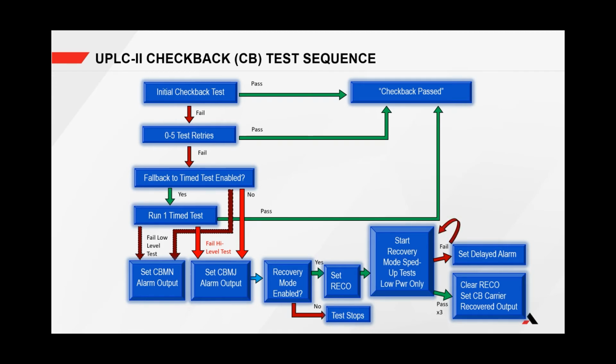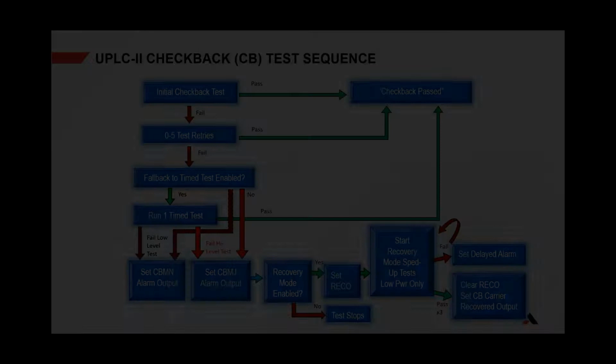So this means that until this occurs, the master UPLC will initiate a low-power checkback test based on the recovery period setting. This could mean, for example, if you had a 20-minute recovery period and a line that was compromised and not passing checkback, that a checkback test would occur every 20 minutes until cleared.